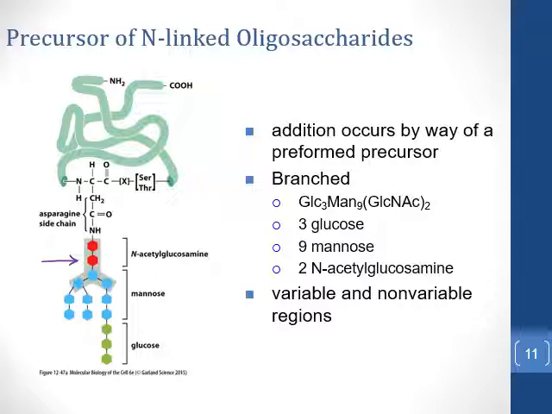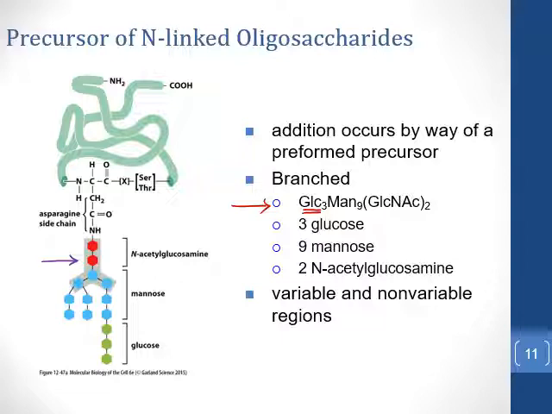So what the cell does is it actually builds a precursor. It's a preformed precursor. So when we think about how these sugars are added to the protein in terms of the sequence of events, we've got to look at this preformed precursor. So what does the preformed precursor look like? Well, this is the way it's designated right here, because you have 3 glucoses.